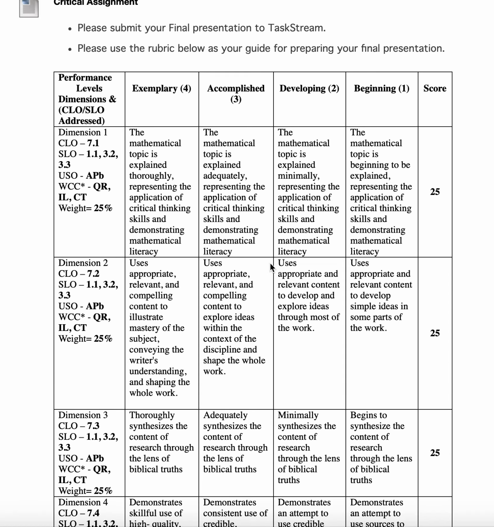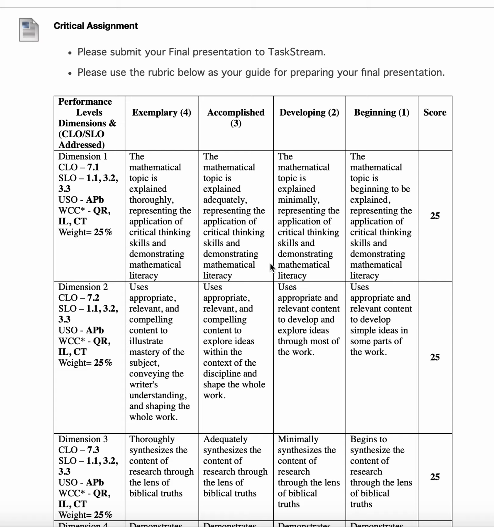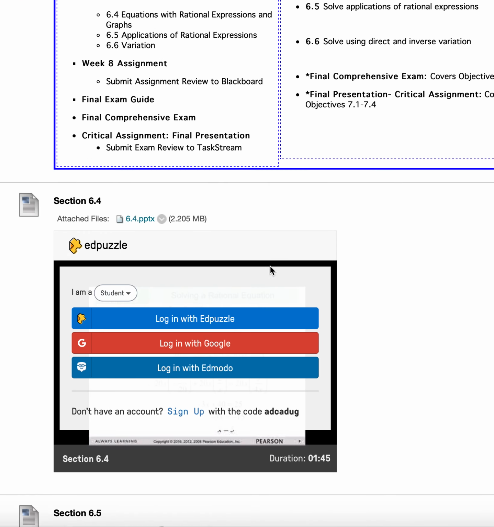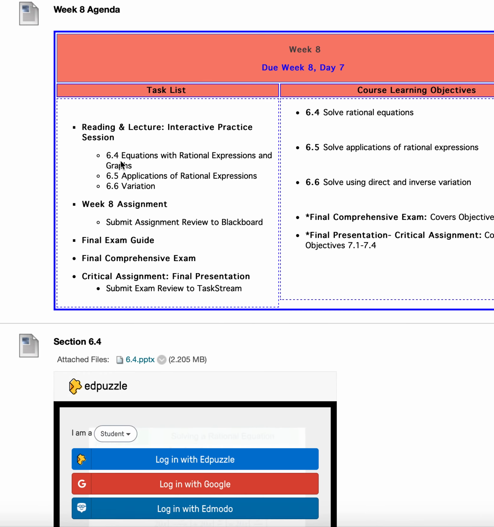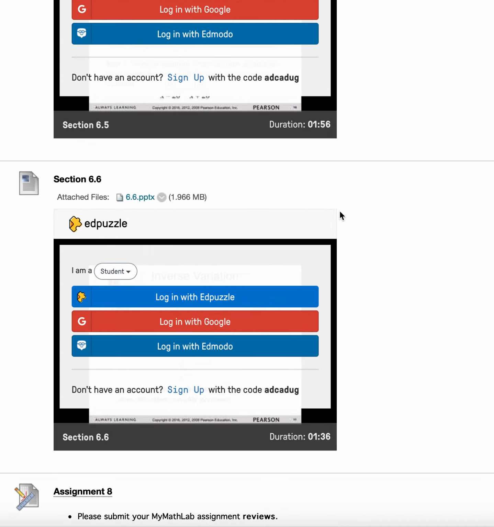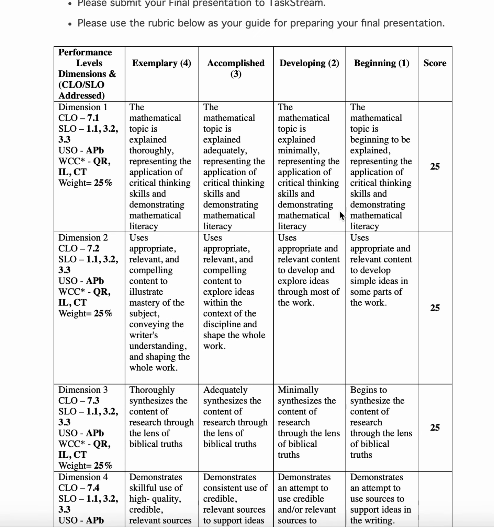So what are you doing for your presentation? You are selecting a mathematical topic. So what I would suggest is going through the learning activities to find a topic that you feel comfortable with. If you look in here, we've got these objectives: solve rational equations, solving applications. That's kind of where you're going to look for your topic. You're going to want to pick one of these objectives we've done at any point in the course, and you want to be able to complete that topic.